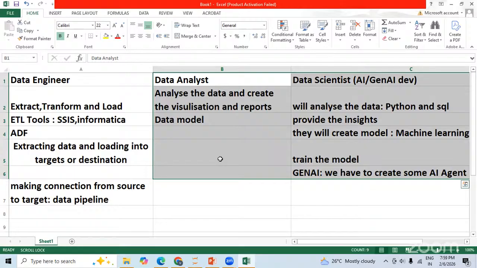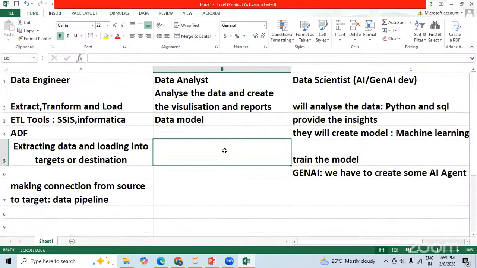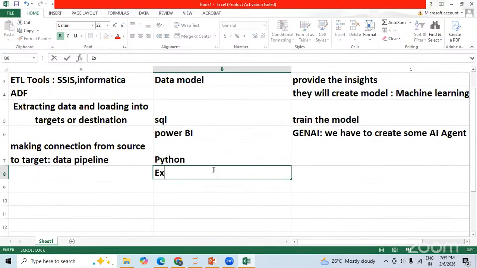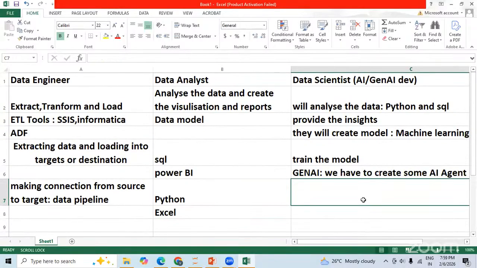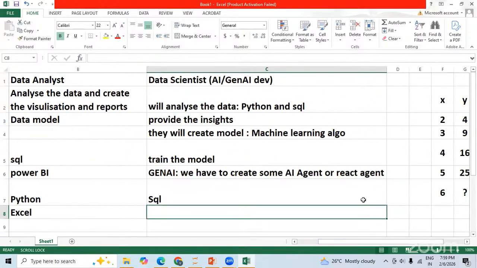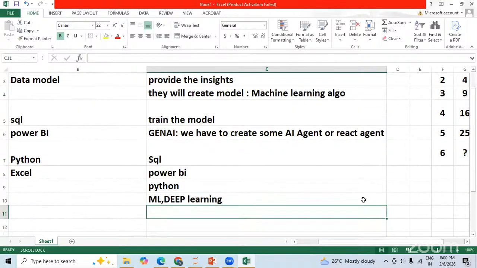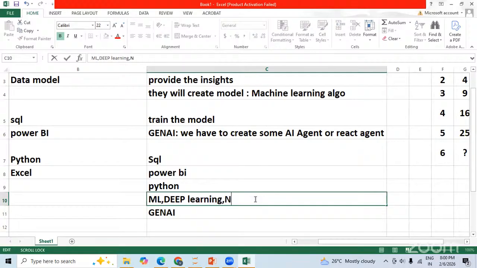In data scientist or data analyst, first I will tell you the syllabus. For data analyst we will require SQL, then Power BI, then Python. After that, we will go for Excel. Whereas for data scientist, we require SQL, Power BI, Python, then machine learning, then deep learning, then GenAI. We will also see NLP, natural language processing. I will tell you what NLP is and all these things.